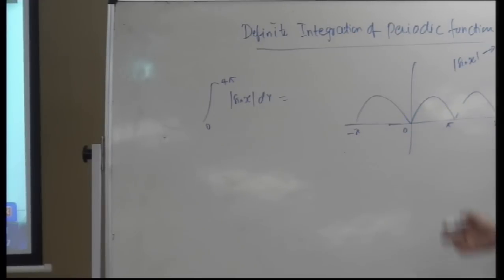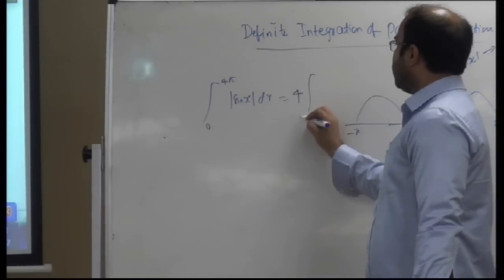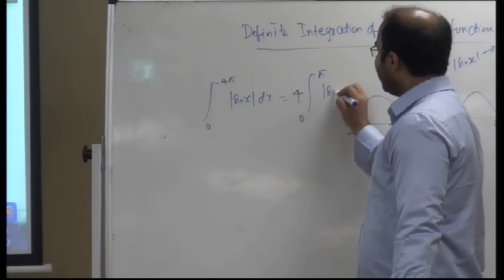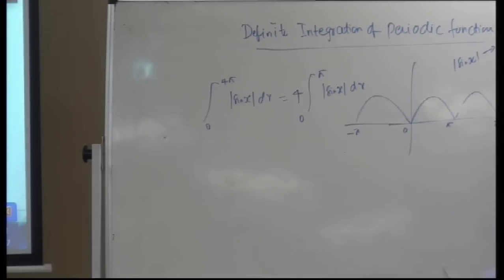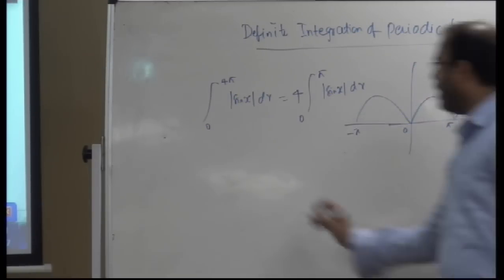So can't we say that this is 4 times the integral from 0 to pi of mod of sin x dx? Why should we keep calculating everywhere? Again, the same thing will come because it is periodic. The area will also be the same for a periodic function. So based on this concept, we can write a few results.